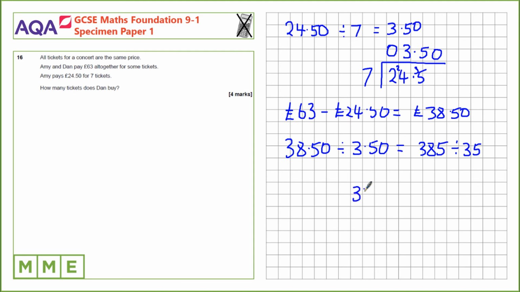So let's use our division again. 35's into 385. 35 doesn't go into 3, but it does go into 38 once, with a remainder of 3, and 35's into 35 is 1. So Dan bought 11 tickets.